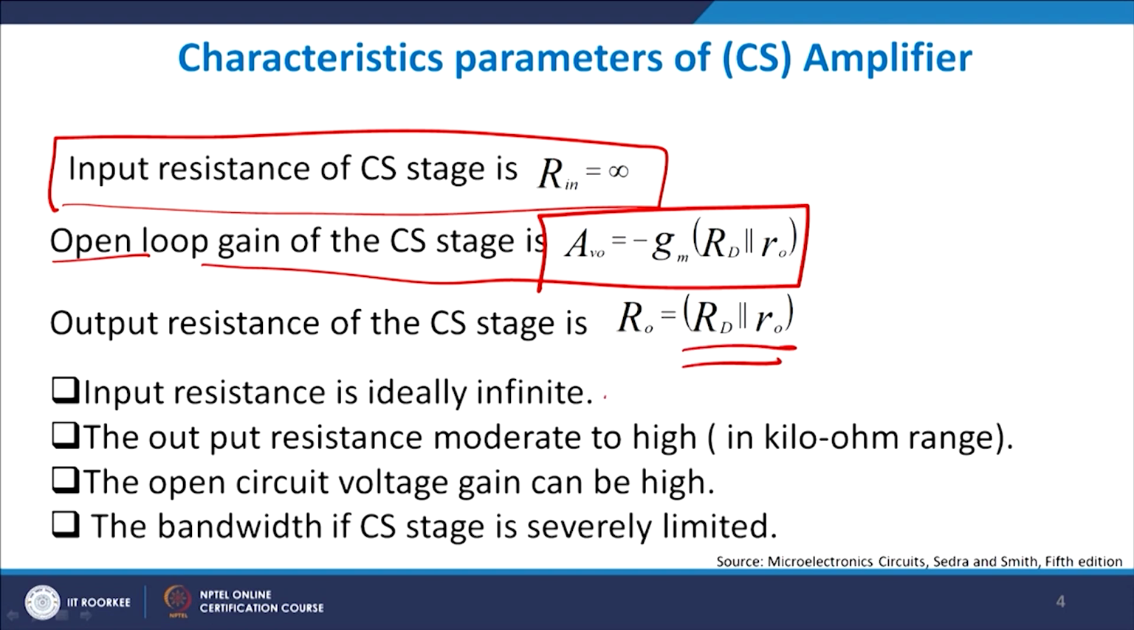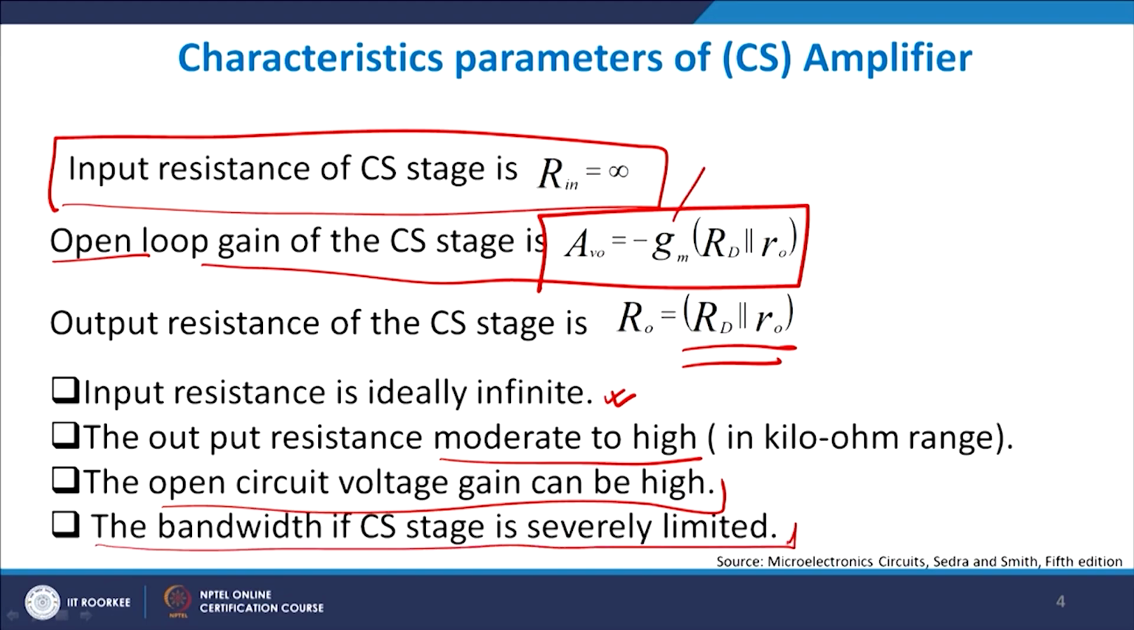So as I discussed with you, ideally input impedance is infinite, the output impedance is moderate to high, and the open circuit gain can also be high depending on the value of GM, and the bandwidth of the CS stage is severely limited. We will not discuss this at this stage, but just for information's sake you can write down that the bandwidth of the CS stage is severely limited by capacitances. We will discuss this when we go to frequency modeling of MOS devices. At this stage you can just keep in mind that it is restricted.